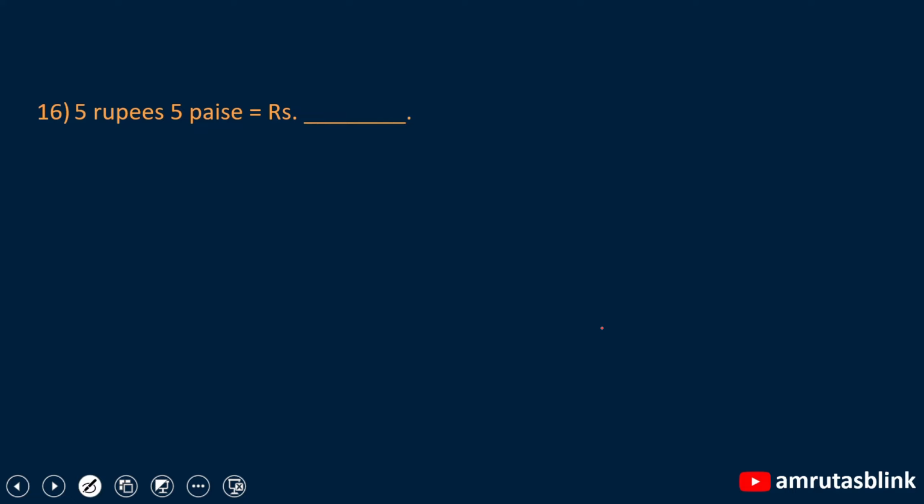5 rupees 5 paise is, now we have seen a similar kind of example where we had represented 8 rupees 8 paise into decimal as 8.08. Similarly, 5 rupees and 5 paise will be 5.05 rupees.